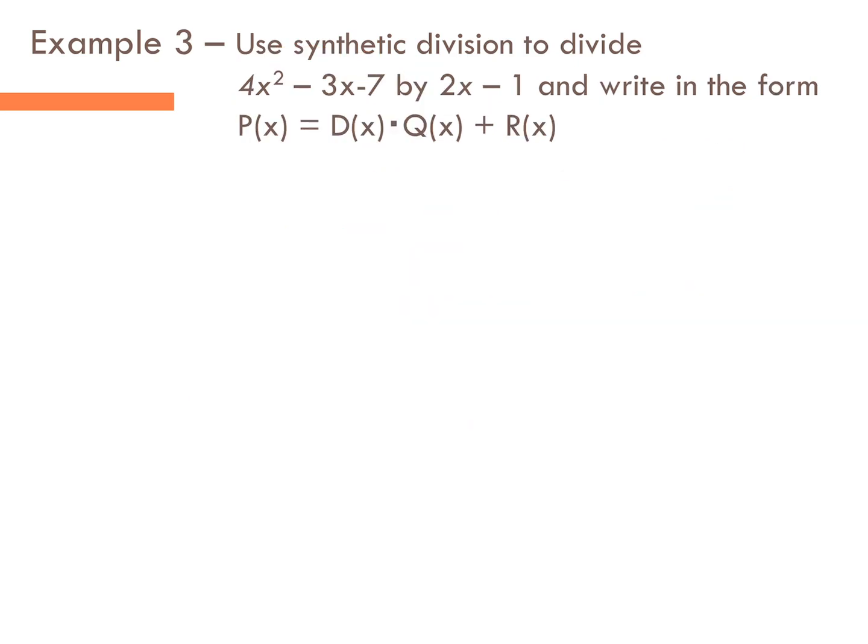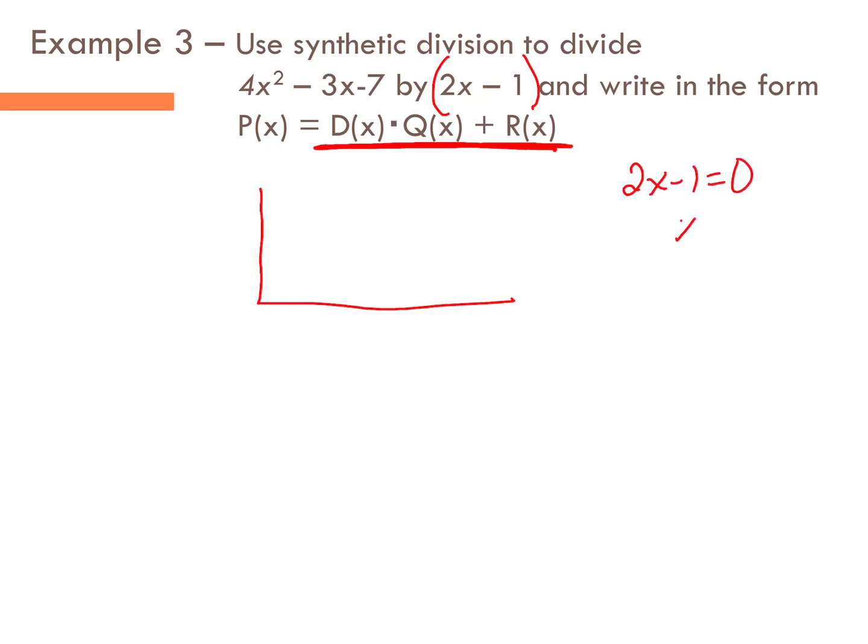So our next example, we're still going to do synthetic division, but notice it's just changing the way we're going to write our answer at the end. So we're going to start the exact same way. This time my d of x is 2x minus 1 equals 0. If I solve that, I would get x equals 1/2. That's the number that goes on the outside. Inside, I have a 4 for my x squared, negative 3, and then a negative 7. I don't have any zeros this time because I'm not missing any terms.